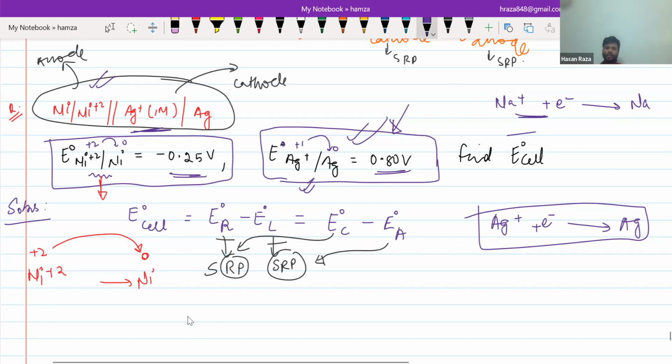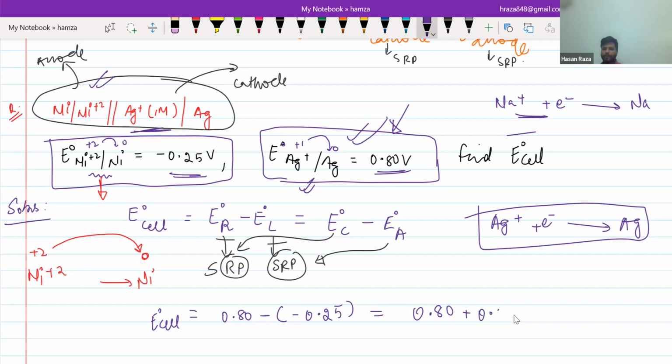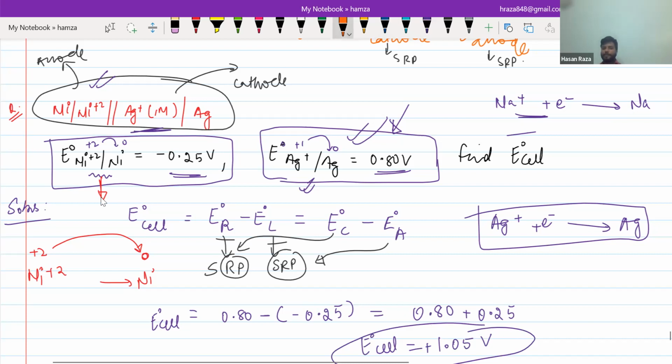So it's good since we need to take only the values. So E naught cell on the right hand side is 0.80 minus the value on the left hand side, minus 0.25. So 0.80 plus 0.25 will be equal to 1.05 volt. So the value of E naught cell will be equal to 1.05 volt. Now, why do we need to check? If there is a value of oxidation potential, we just need to change the sign and you will get the reduction potential. Please write it.